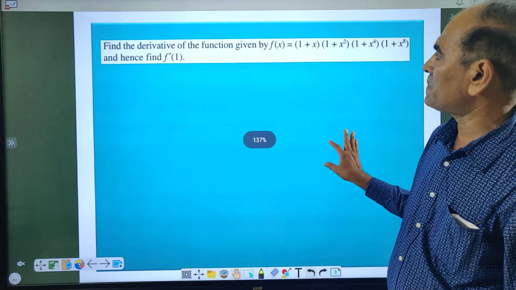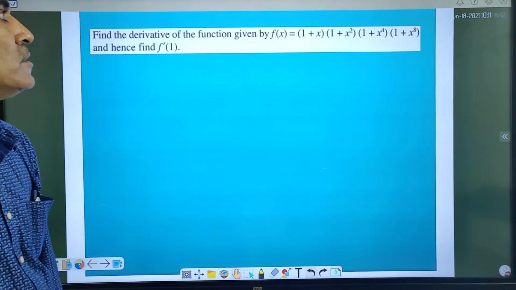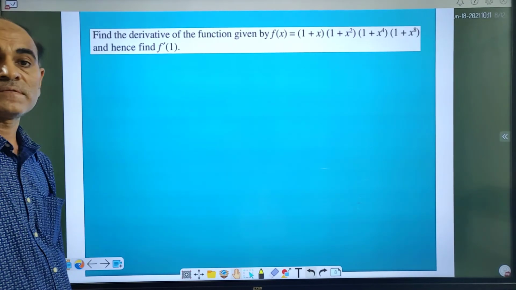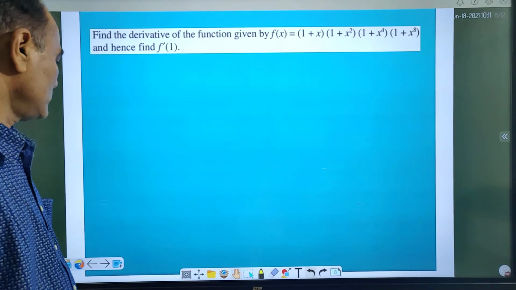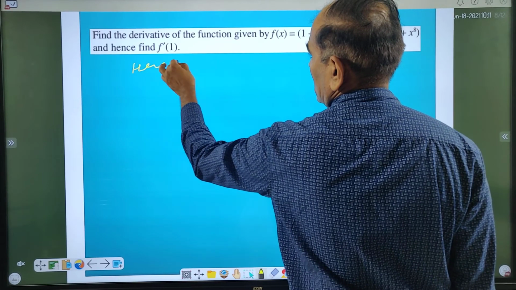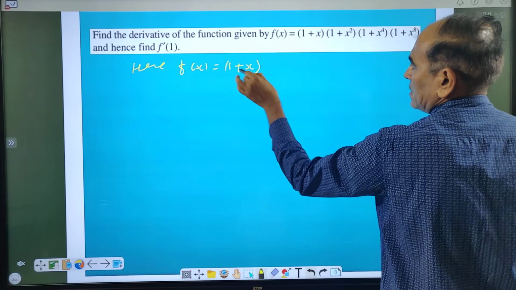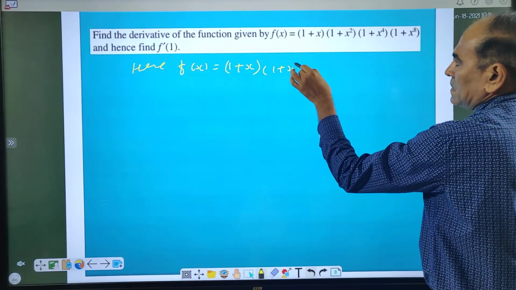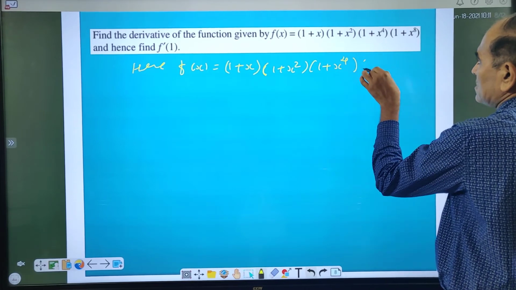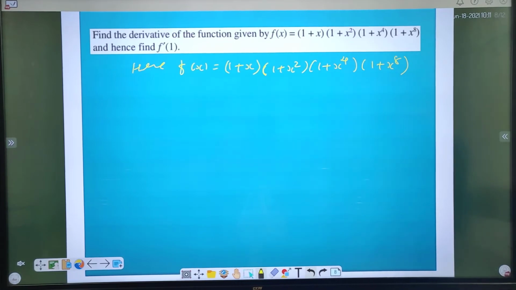Find the derivative of the function given by this product. How many functions are there? Four forms are there. Then also obtain f dash 1. See, here what is given? f of x is equal to (1 plus x), (1 plus x square), (1 plus x raised to 4), (1 plus x raised to 8).